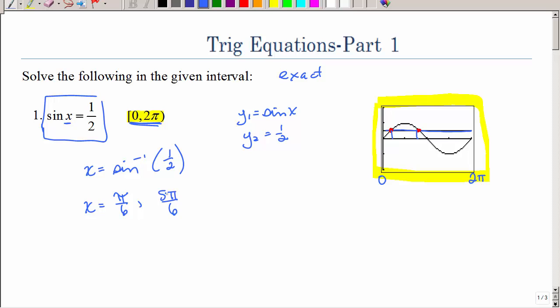If you punched it into your calculator in radian mode, you're going to get some yucky decimal. Don't want that. But if you wanted to put your calculator in degree mode and you punch that in, your calculator is going to say 30 degrees, which you could change to pi over 6. But your calculator is only going to give you this one. You have to know that sine is also positive in quadrant 2. So it's a matter of your memorizing of your unit circle and knowing the algebra.